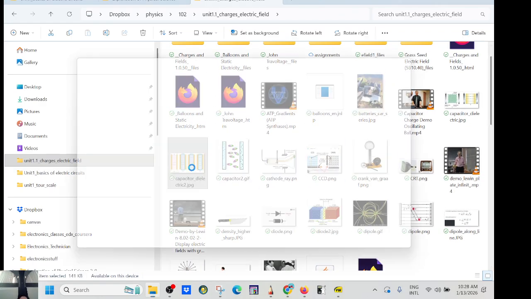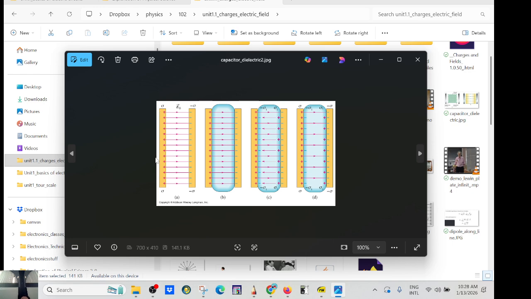Here, see, plus, minus. Electric field goes from plus to minus, so it's being pushed by the plus, sucked in by the minus. And you see those lines are uniformly distributed, which means it's uniform. The electric field is uniform, it's constant, right?